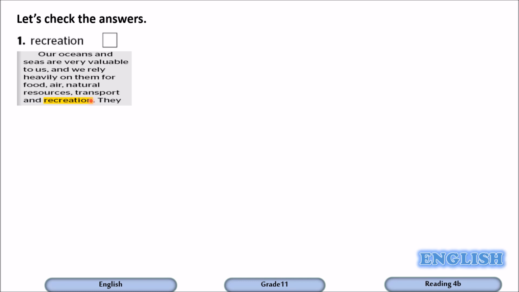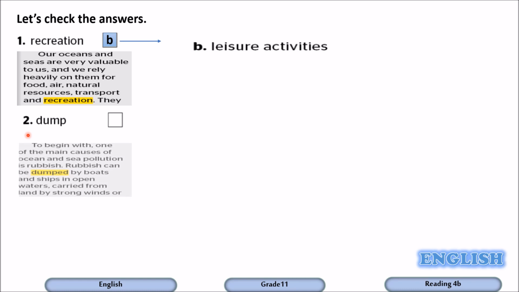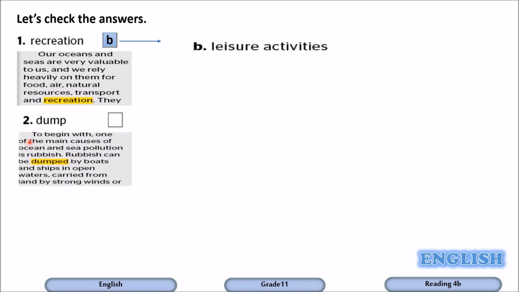What is meant by recreation? Who can tell? Excellent. B. So let's read the definition. Recreation means leisure activities. The word number 2 is dump. When you dump something, you throw something especially toxic into rivers or something like this.